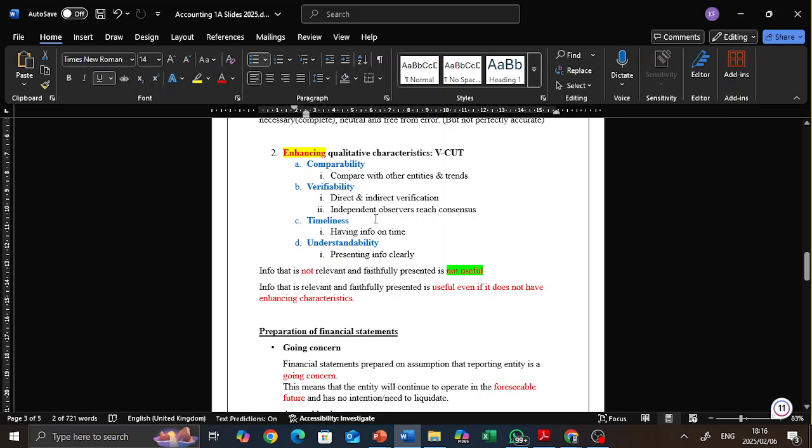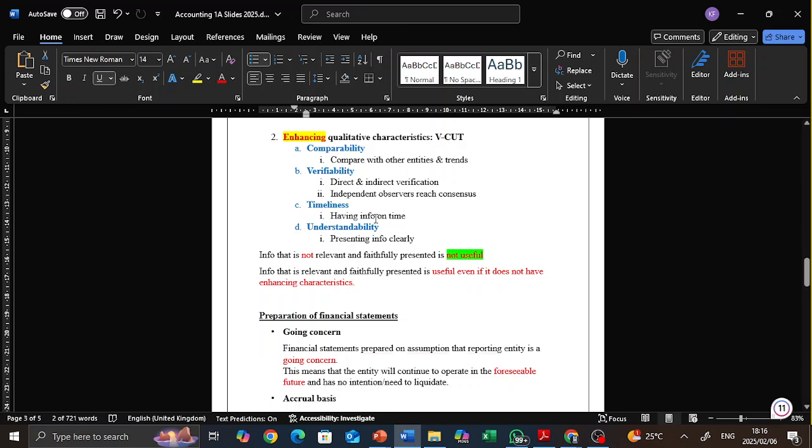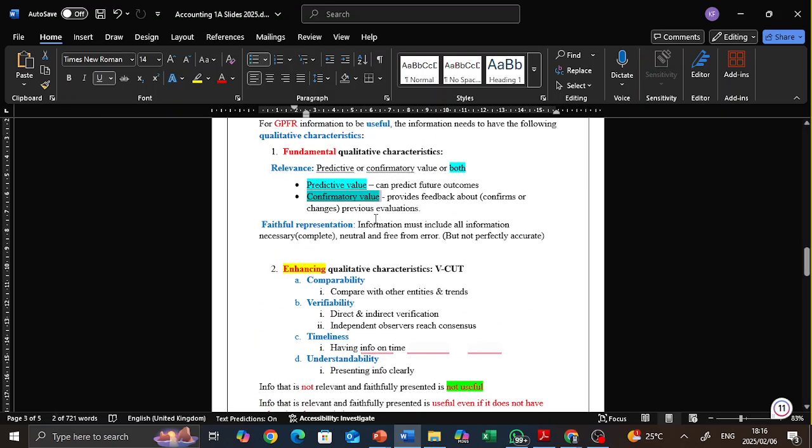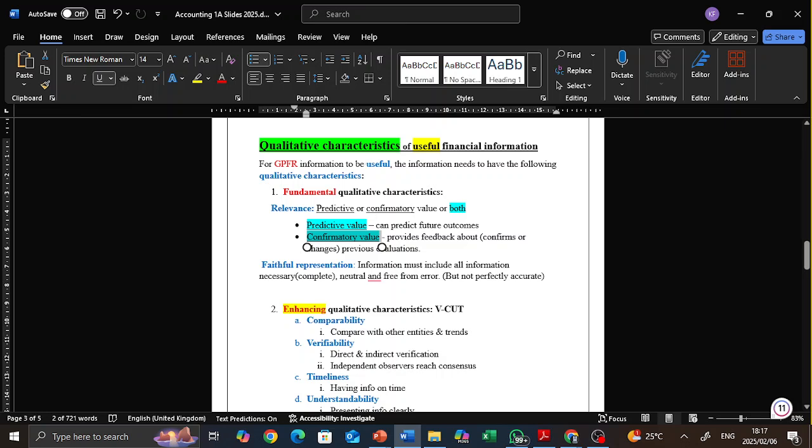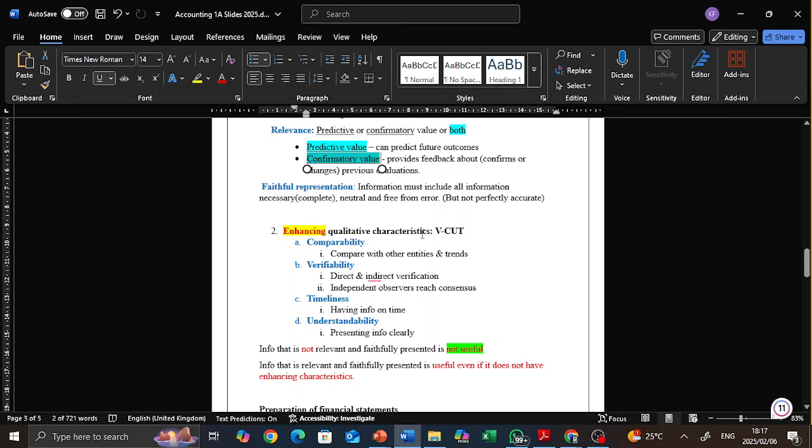Okay. Now we get to enhancing. Enhancing qualitative characteristics are not compulsory, guys. They don't have to be there. That is why they are called enhancing. They just enhance the usefulness. The word useful, you can see it's important. It's highlighted in yellow, it's highlighted in blue. They just enhance the usefulness of the information. The fundamental qualitative characteristics always have to be there. The enhancing ones don't have to be there. It would be nice to have them because they enhance.